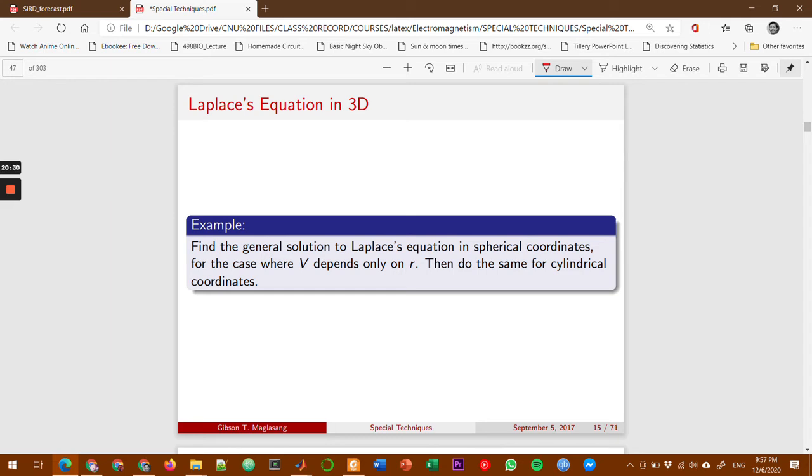So, kani, I might give this as a problem set. I might mag-post ko siguro mga next week na. So, nakuha man na to ang general solution sa Laplace equation in Cartesian man to siya, right? Cartesian to siya. But how about Laplace equation solution in spherical and also cylindrical? That would be assign na siya.